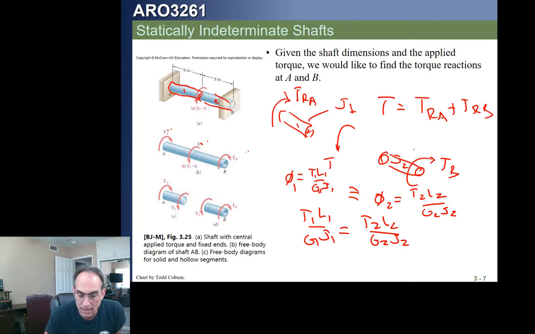That gives us two equations, and we can take those. I'm calling these guys T1 and T2 down here and TRA, TRB up here, but it's the same thing. We now can use these two equations to solve for our unknowns, put those together. Does that make sense? That's how we solve these kind of problems.